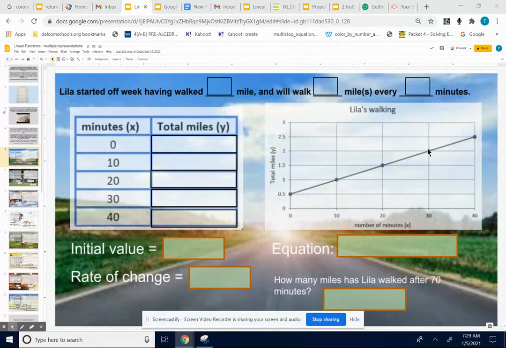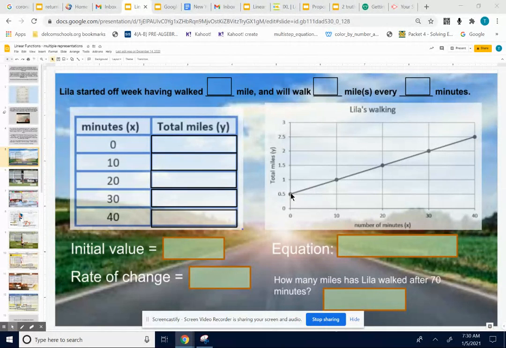Because there are so many different orders you could do it in, I would try to think about the slope and the y-intercept from the graph. I'm going to look at the y-intercept. The y-intercept would be how many miles after 0 minutes. That'd be a half a mile after 0 minutes, because this is the y-axis. This is where the graph is crossing the y-axis, so that's the y-intercept or the initial amount.